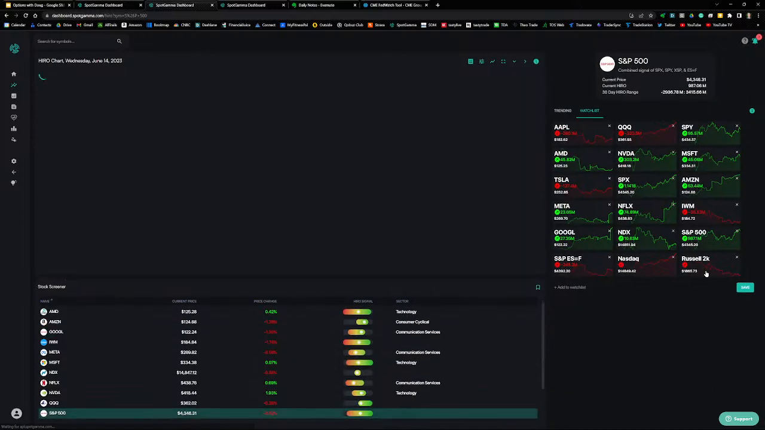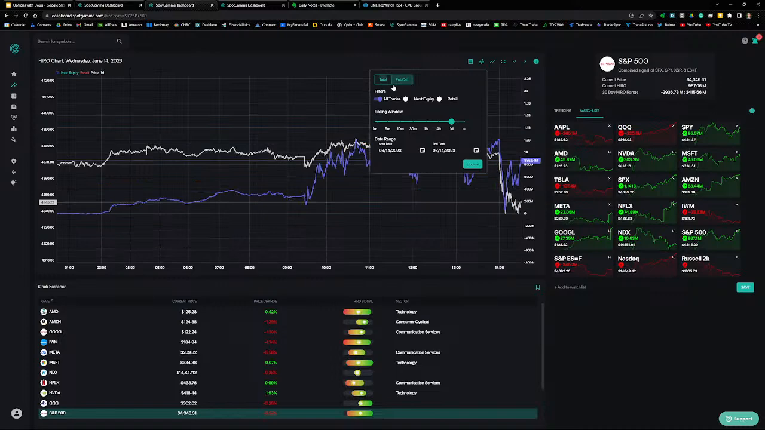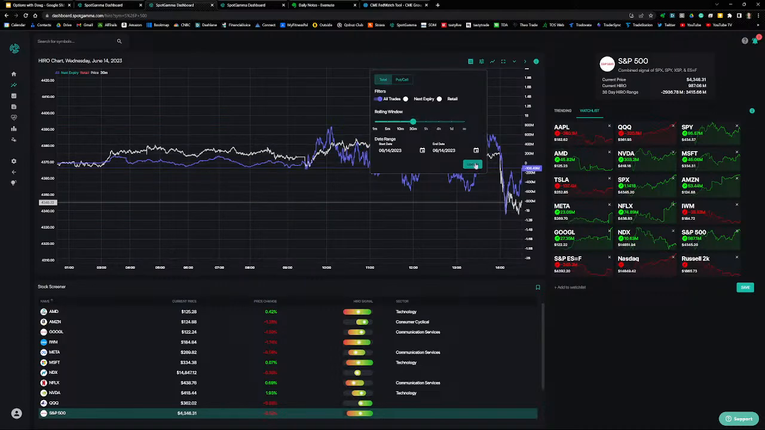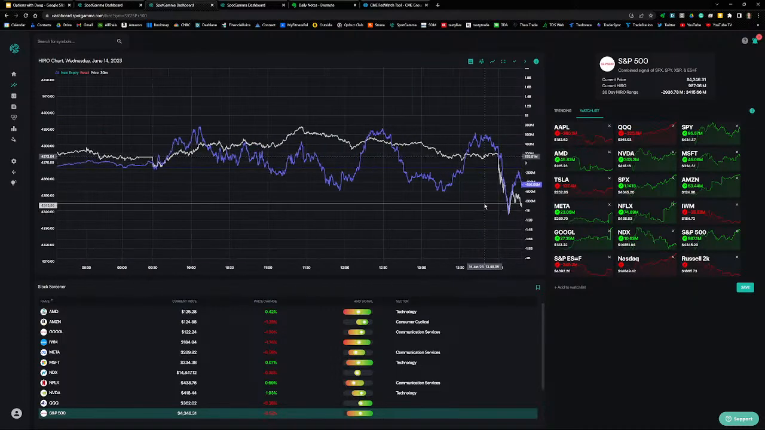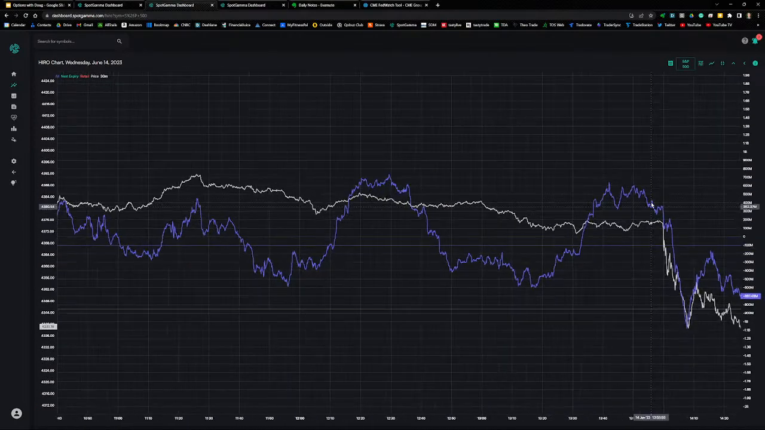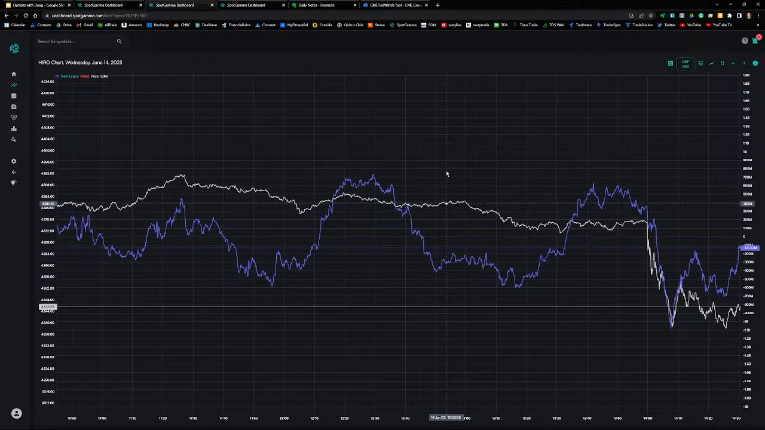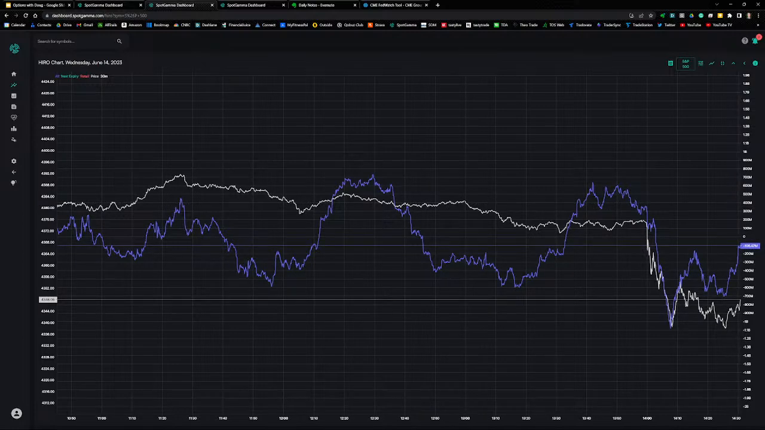Let's take one last look at the S&P 500. Let's go to the total signal, back to the 30-minute look back period. And Hero now is turning higher. So again, this may not lead to exactly the same response that we may see in a single stock. There are many other factors, but it's a good clue.